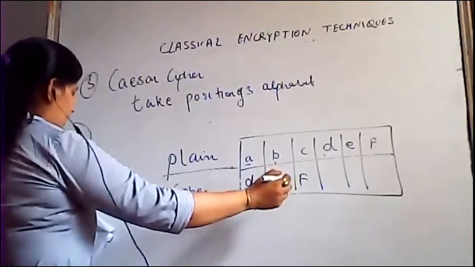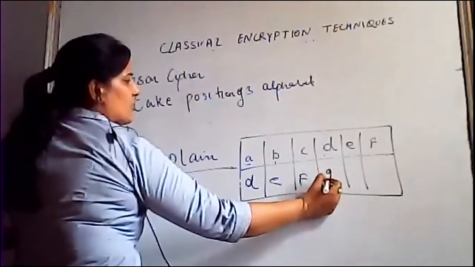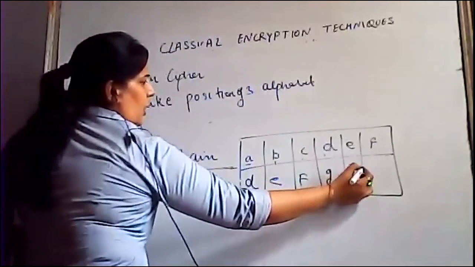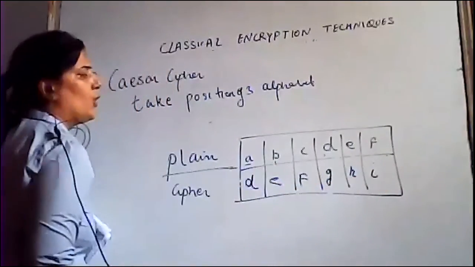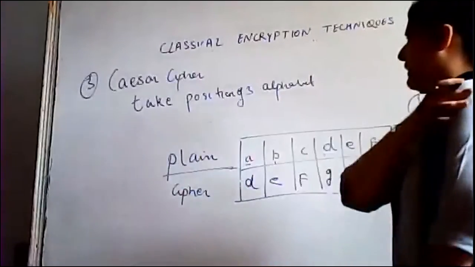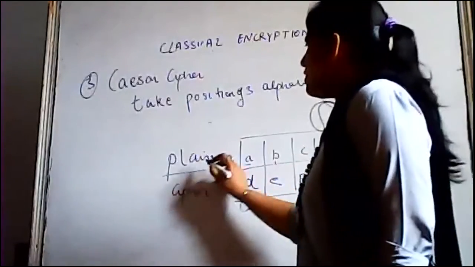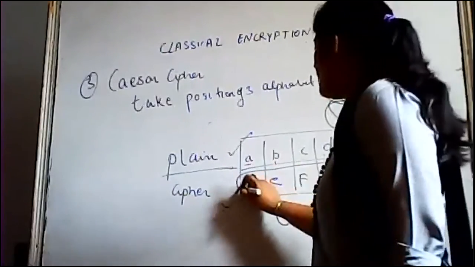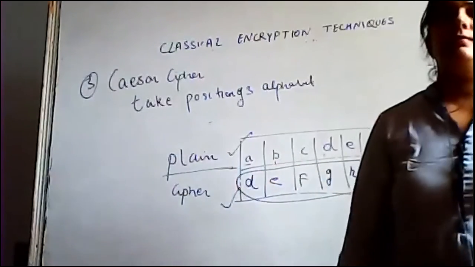Fine. What will be for D? That will be G. E के लिए क्या होगा हमारे पास? H. और F के लिए we are having that I over here. Fine. So what is that plain text? Like this is your plain text and this is your cipher. So this will be your encrypted text.